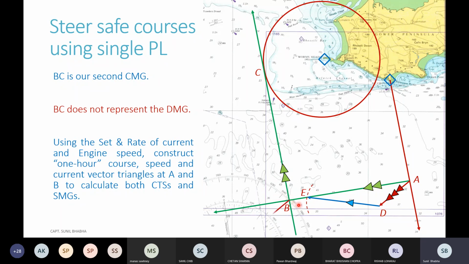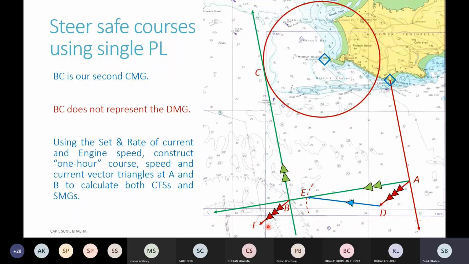Now we can repeat the same process at point B to find our second course to steer. So I will plot the current vector here. Let's mark it with 3 arrows. Let's name the point where the current vector ends as F. So BF is the current vector again for 1 hour duration.